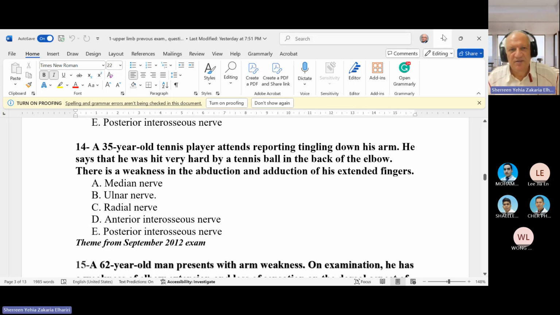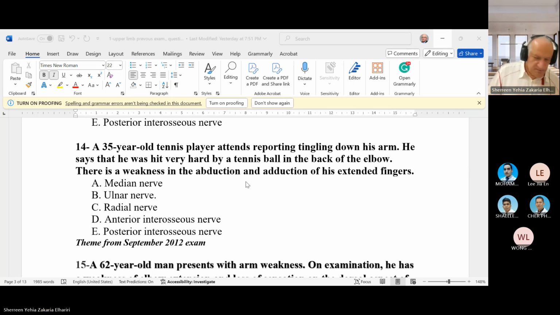So in this question, he is mainly asking about the muscles affecting adduction and abduction of the fingers, and these are the interossei muscles. Does anyone know what all the interossei muscles are supplied by? Ulnar. So all interossei are supplied by the ulnar nerve, whatever the finger, any number. So the correct answer is ulnar.